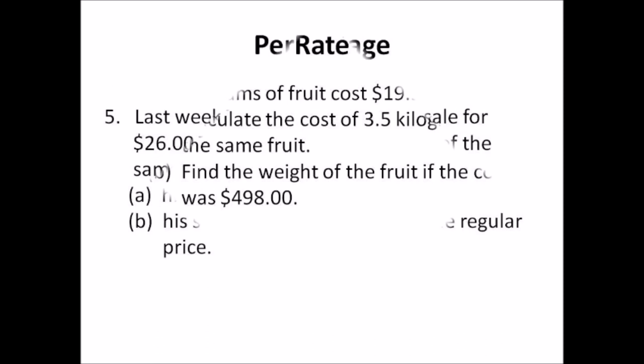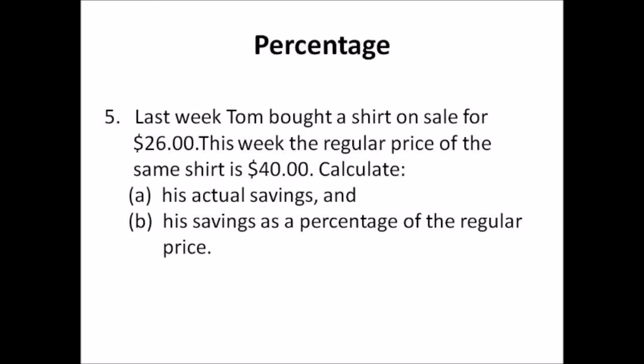Last week, Tom bought a shirt on sale for $26. This week, the regular price of the same shirt is $40. Calculate A, his actual savings, and B, his savings as a percentage of the regular price. Go ahead, easy, work it quickly. Do calculate his actual savings first, because you're gonna have to use that to calculate his savings as a percentage of the regular price.